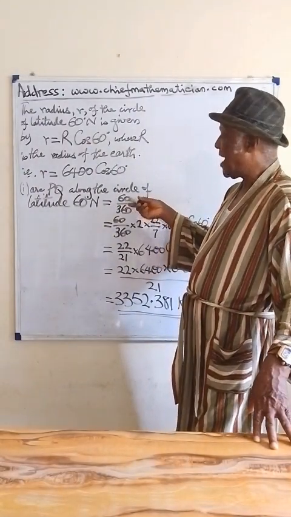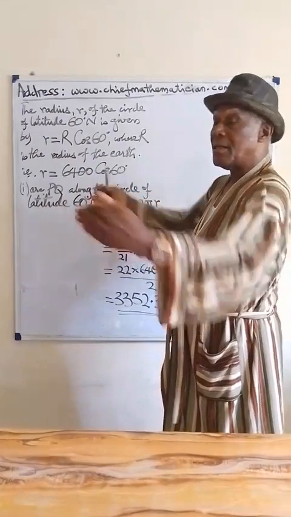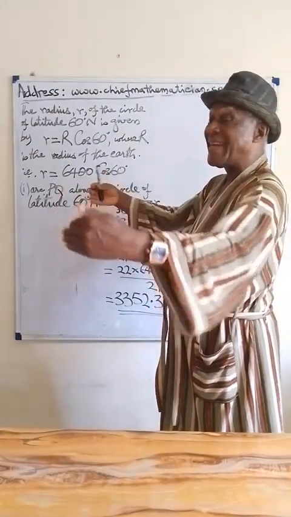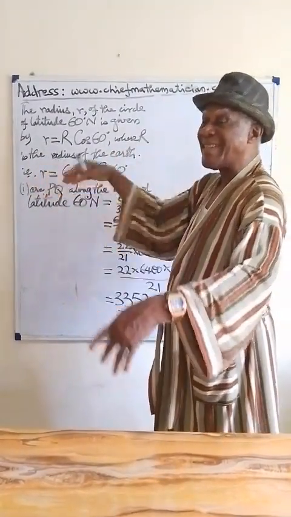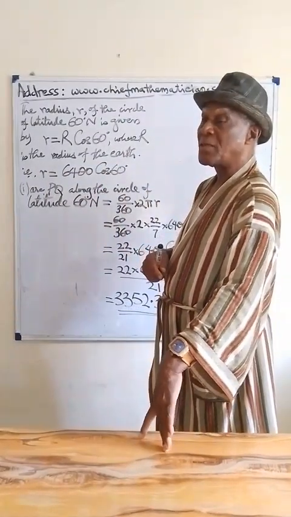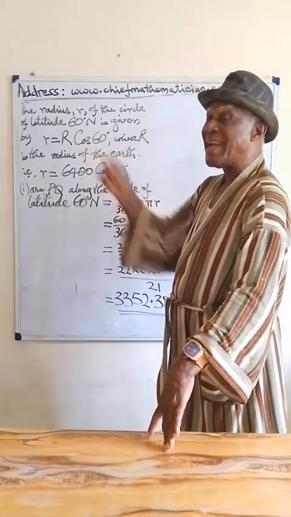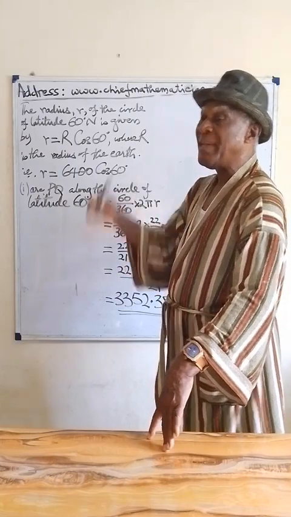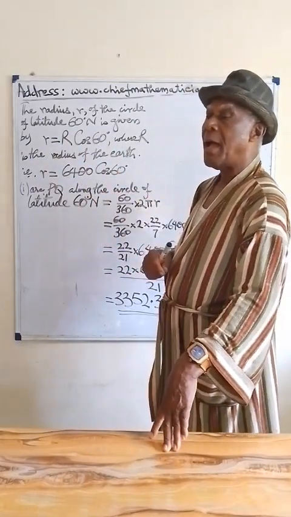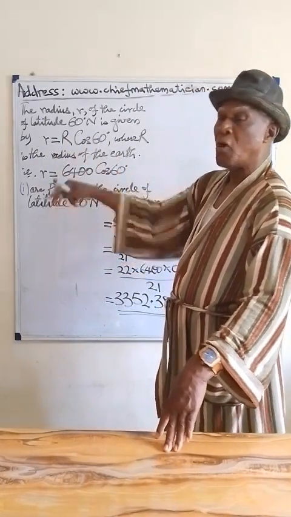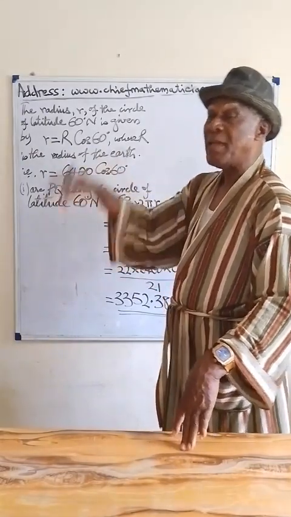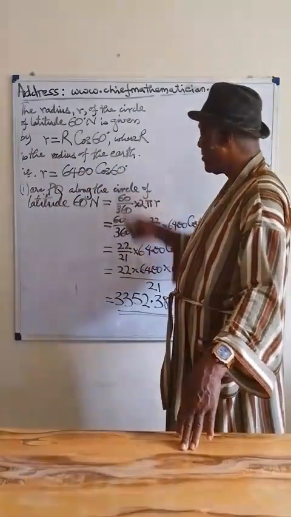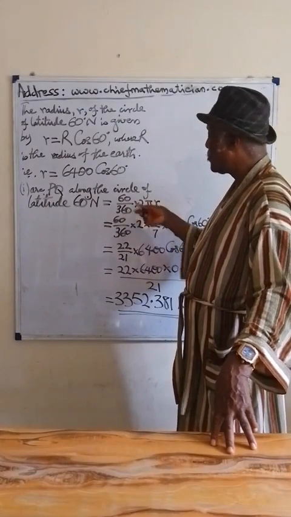No, it's here because this is the angle that arc PQ subtends at the center of the circle of latitude, that is at the point X. In fact, angle PXQ. Go back and look at the diagram. You see angle PXQ. That's what gives you 60 degrees over 360 times 2 pi r.